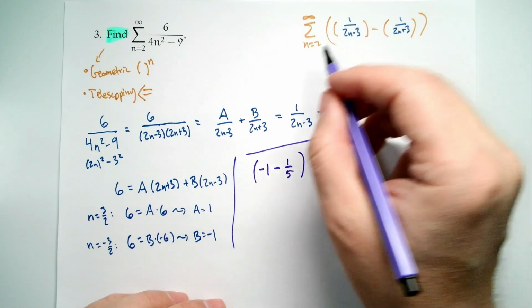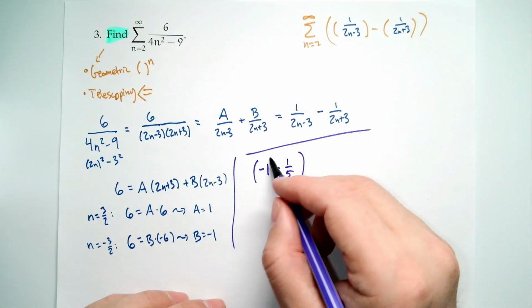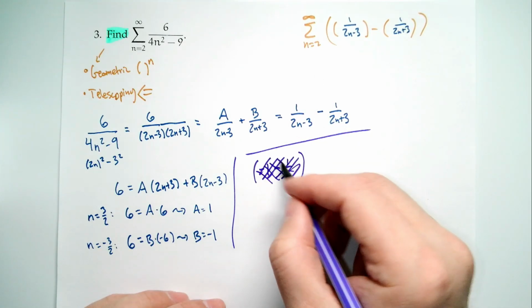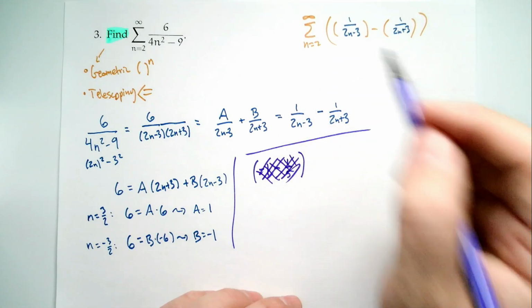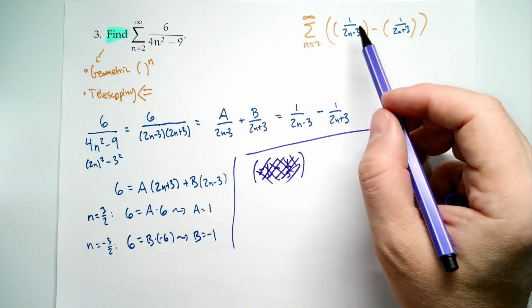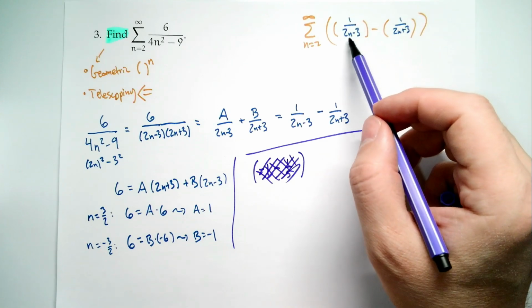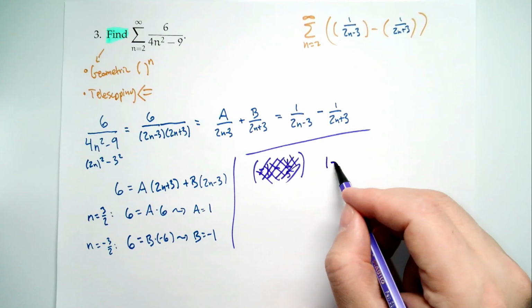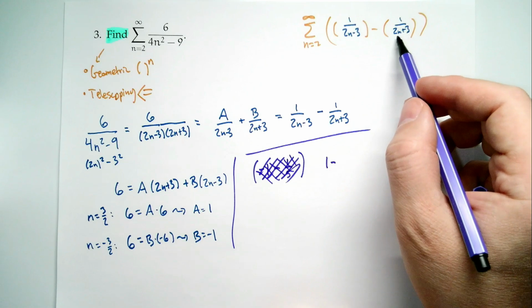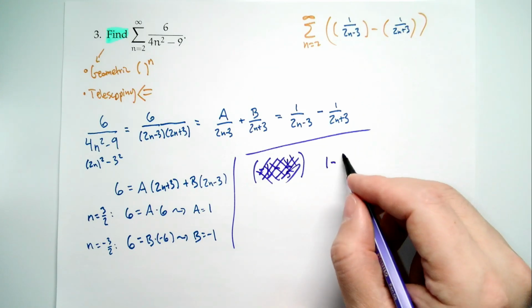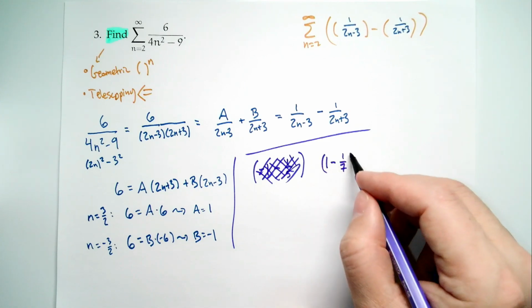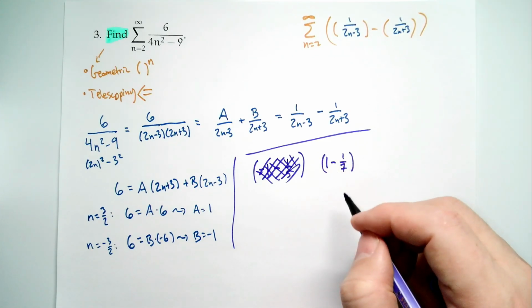Oh, wait a second. I don't start at 1, I start at 2. Ha ha ha. Okay. Pay attention to your index. Okay, when n equals 2, what do you get? You get 1 over 4 minus 3, that's 1, minus 1 over 4 plus 3, which is 1/7. Okay, that's the first term, 1 minus 1/7.